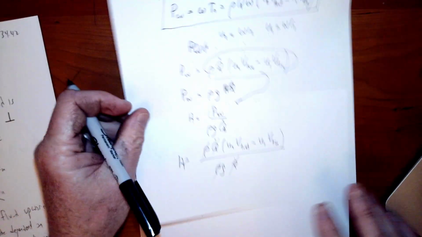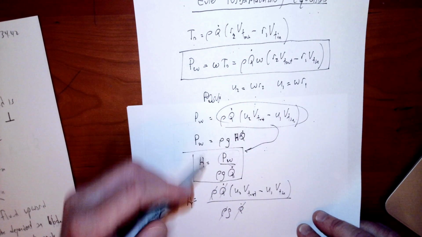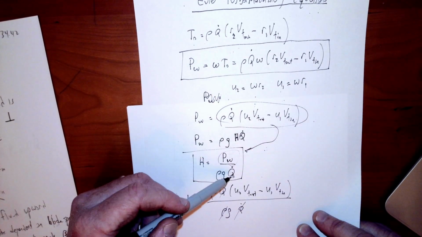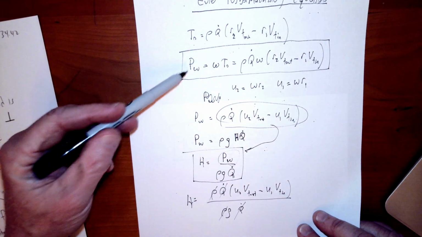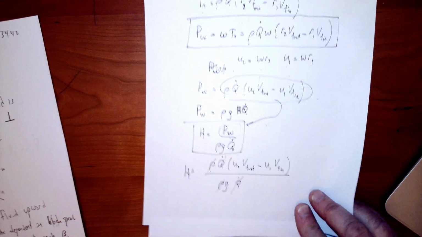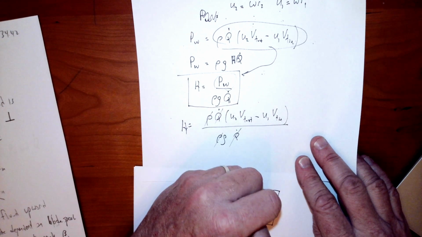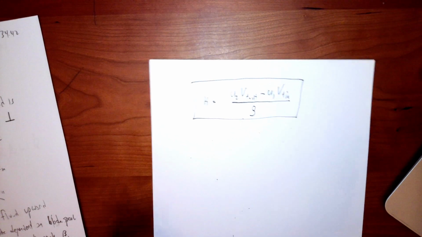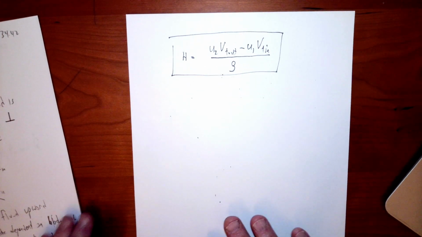So we have this one. This one is actually considered one of them. This net head is equal to the water horsepower divided by rho G Q dot. And we have this one, which allows us to calculate the water horsepower. So this one, and this one, which you can't see, are our Euler's turbomachinery equations. So we can predict water horsepower and net head based on tip velocities and things of that nature.